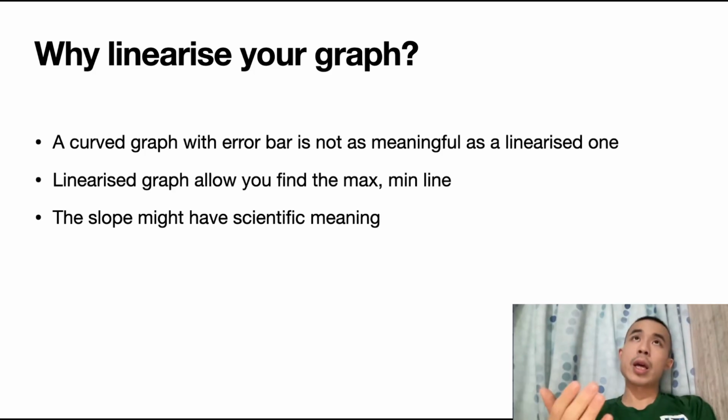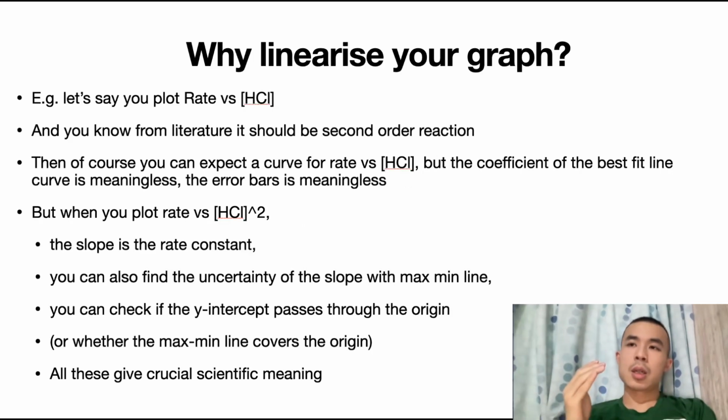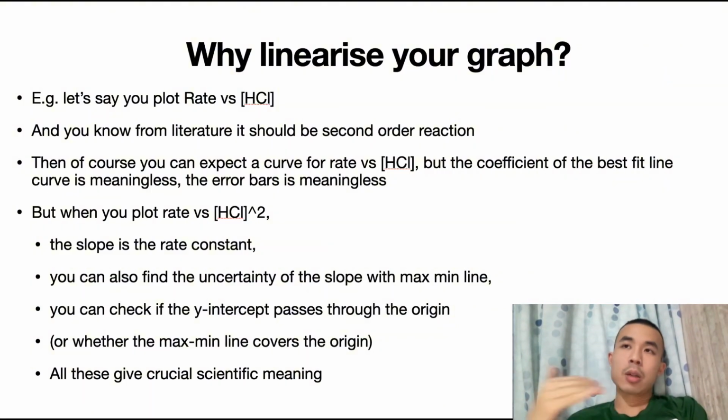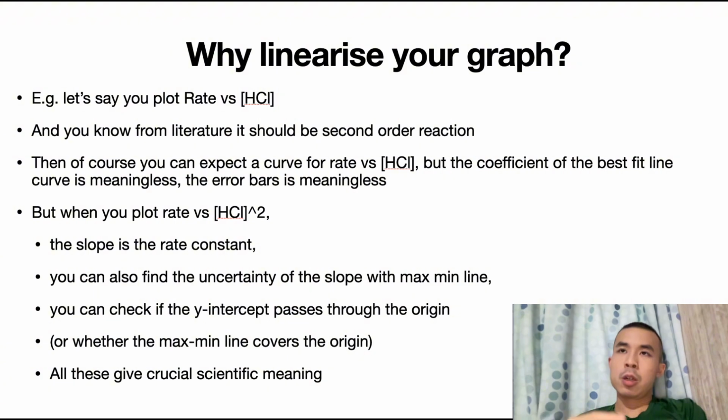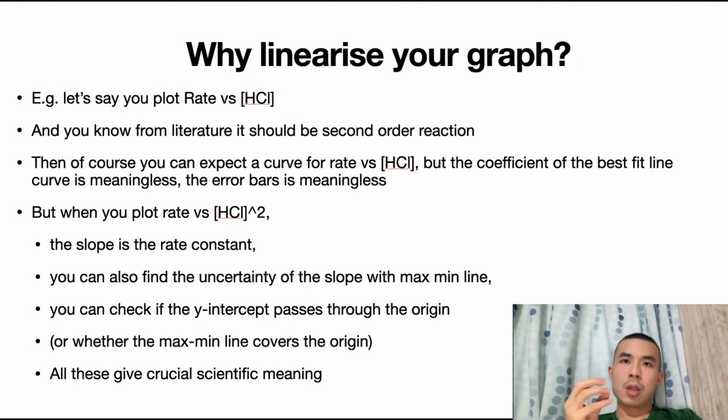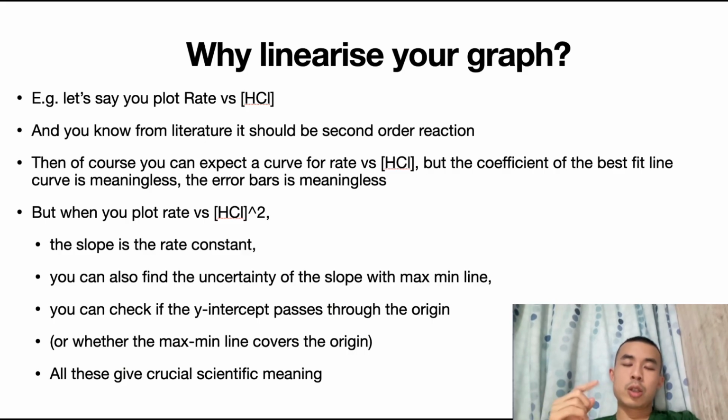So let me give you an example. Let's say you're talking about how the rate and the concentration of HCl relate. From the theoretical framework, you know it's actually second order. That means the rate of the reaction is proportional to the HCl concentration squared. In this case, of course, you can write the x-axis as HCl concentration, and you're expecting a curved line with error bars. Of course, this is actually possible.